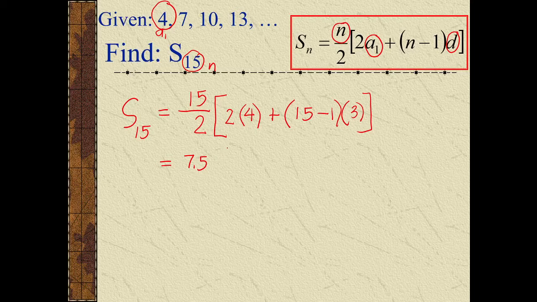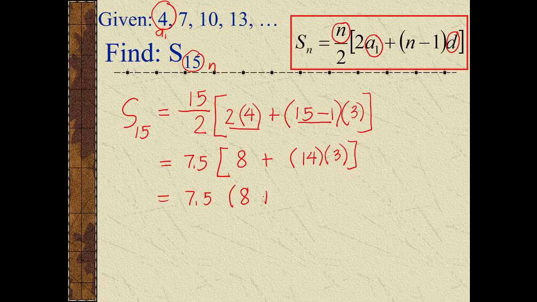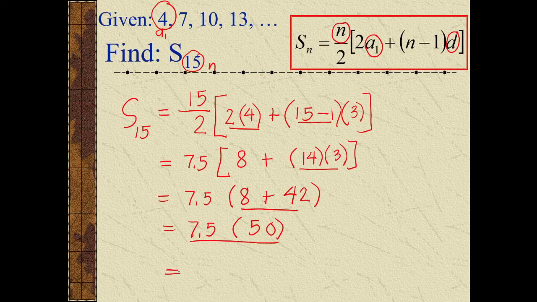Now let us solve this one. How much is this? Multiply. 8. 2 times 4 is 8. Okay, what about 15 minus 1? 14 times 3. So bring down the 7.5. I bring down the 8. Now, what is 14 times 3? 42. Next, add 8 and 42. 50. 50 times 7.5. 375. This answers the question.